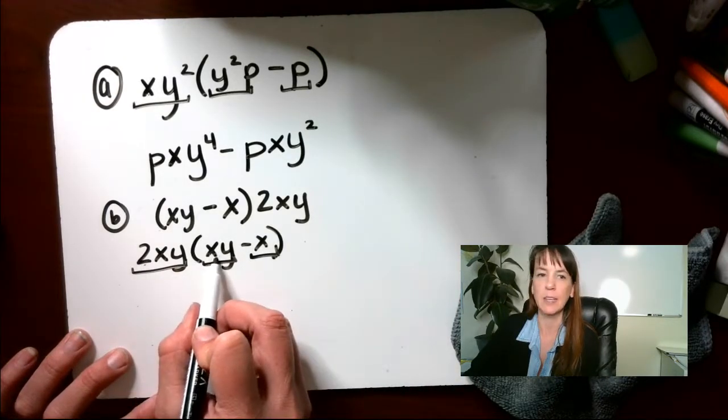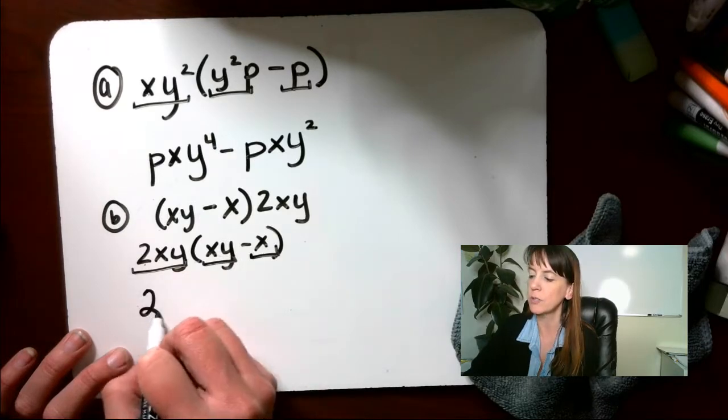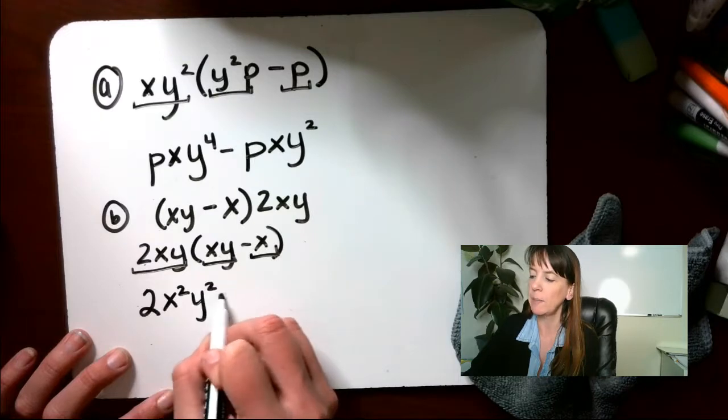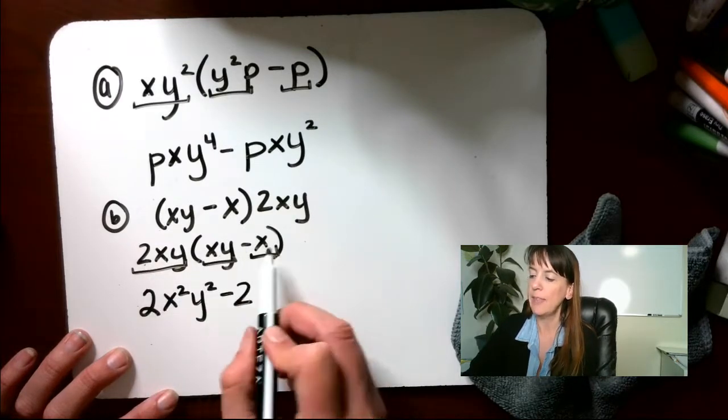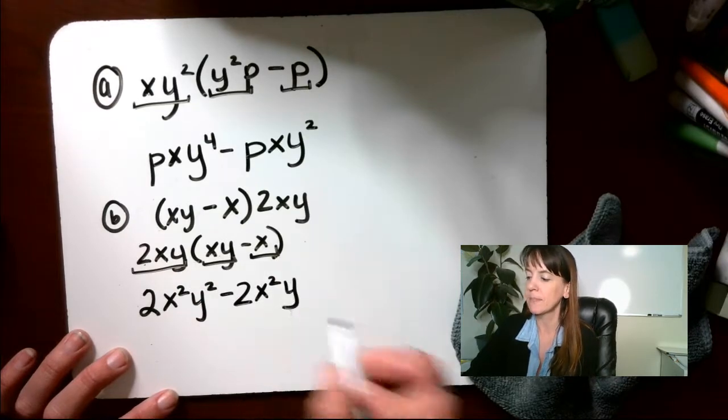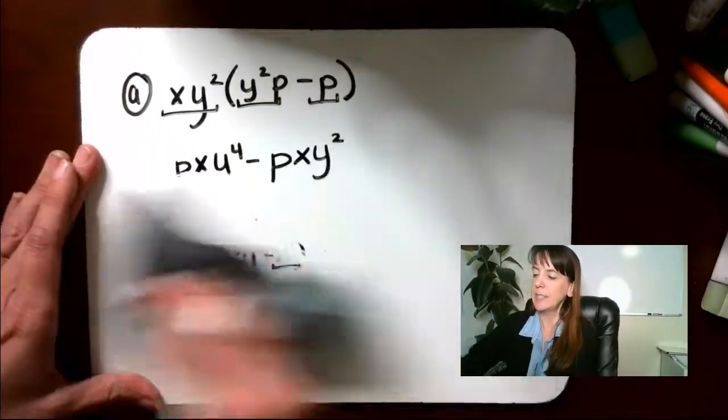2 times, and again, the coefficient here is 1, so just 2. X times x is x squared. Y times y is y squared minus 2, and then x and x gives me x squared times y. Okay? Good deal. That was for B. So let's take a look at C now.